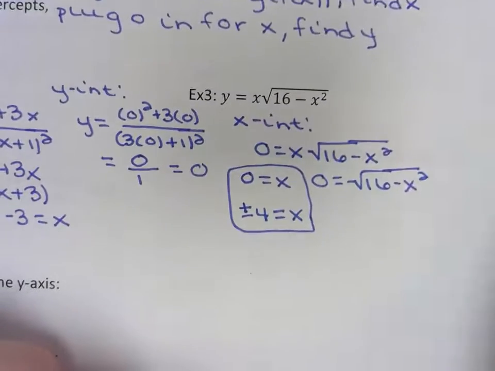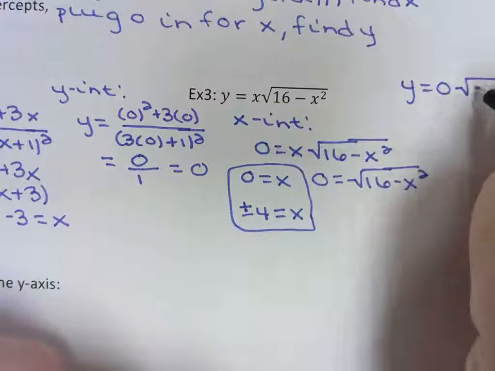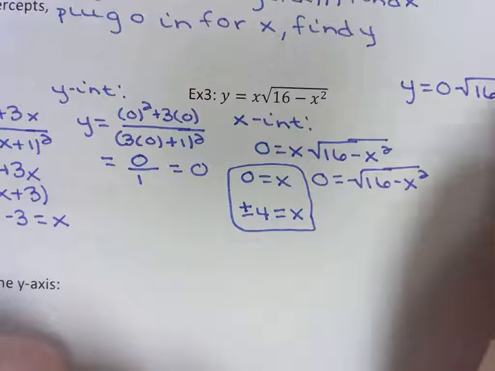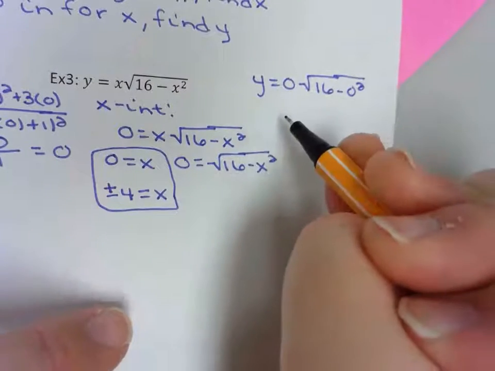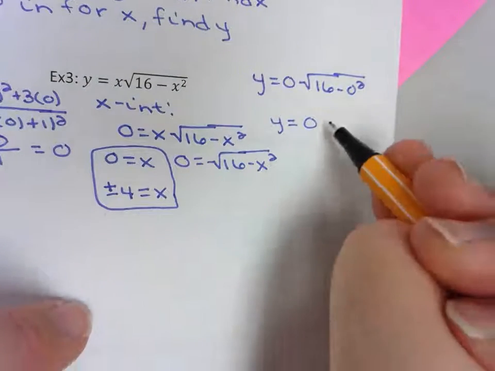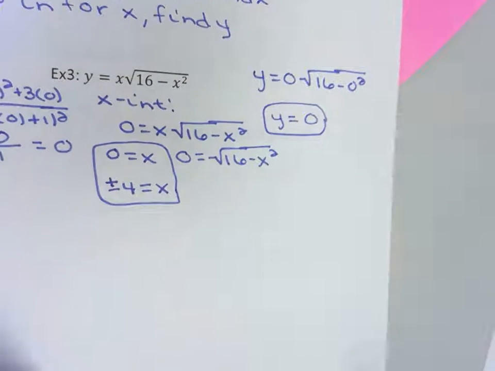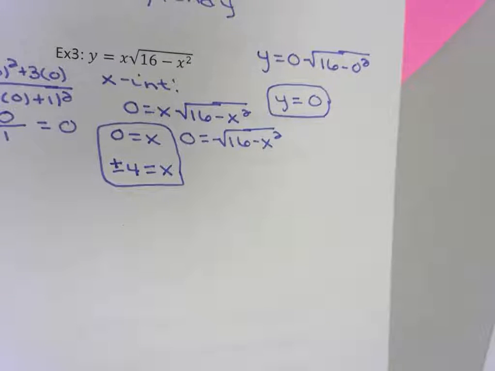Y-intercepts are easier. Plug 0 in for x. So 0 times the square root of 16 minus 0 squared. That would just give me a y value of 0. Okay? So y-intercepts are a little easier. Okay. Any questions so far?